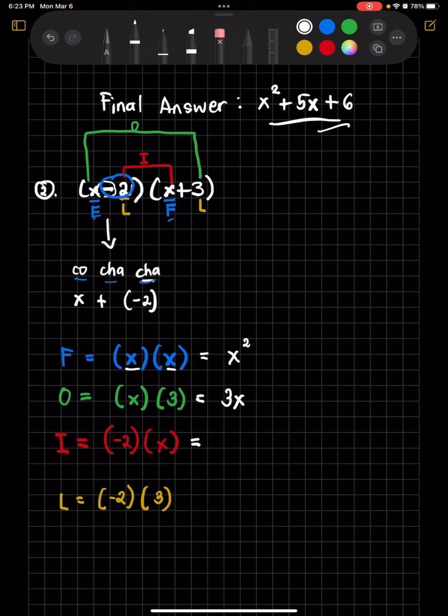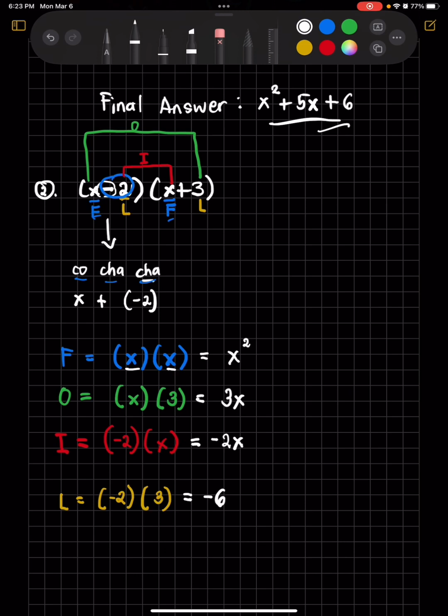Negative 2 times x. Using the rule of signs for multiplication, when multiplying or dividing, different signs give a negative. They are different signs, right? Negative 2, positive x. So, if we have different signs, you will get a negative. Now you know. That is why this becomes negative 2x. Next is multiply. The same rule of signs applies. So, negative times positive, because this is multiplication. So, we have negative 6.